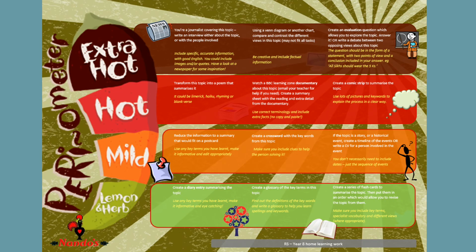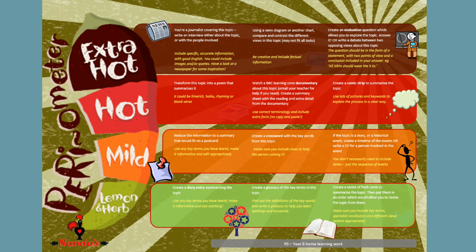So here's our adaptation of the Nando's menu that we use for Year 8. And we have this for Year 7, 8, 9 and 10. As you see, the extra hot tasks are those which are quite demanding, those which require students to use their creativity or to transform the information into another type. The hot allows students to extend their own learning, and particularly one of my favourites is transforming it into a poem that summarises it. I read a piece from one of my Year 8 students the other day about the life of Guru Nanak, and it was absolutely joyful. He put it into blank verse.